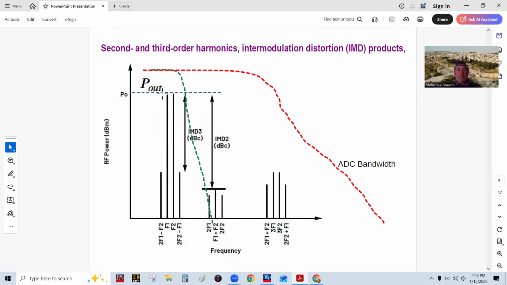Now the ratio between the output of those two tones to the third order intermod is called IMD3, okay? And the second order intermod, which is due to F1 plus F2 here, you can reach out to this, and that's IMD2. Those two points are important, and they're usually given in the specification data sheet of the RF sampling ADC.